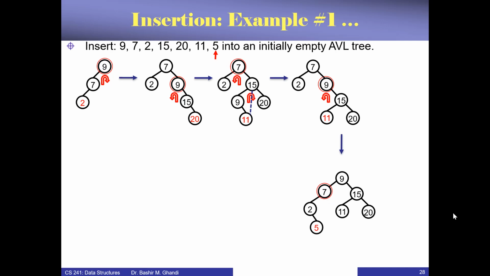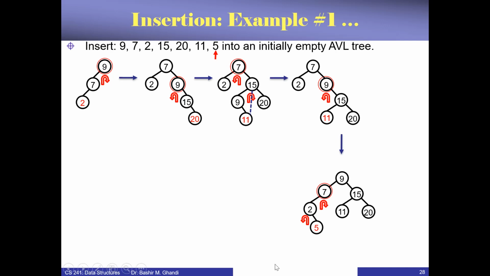What is the solution, or what type of problem is this? It is a left-right problem. And the solution for a left-right problem is a left-right double rotation. However, in a left-right double rotation, the left rotation is done on the left child first. And finally, the right rotation is done on the node itself.